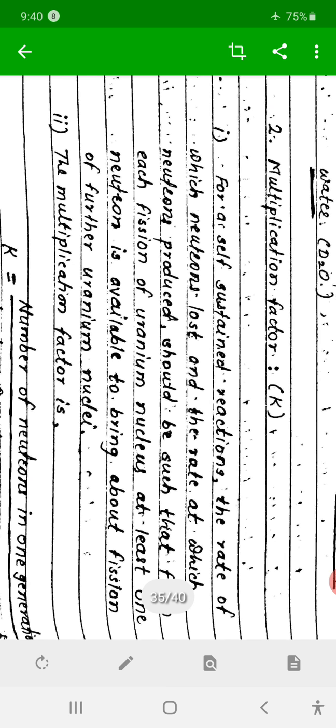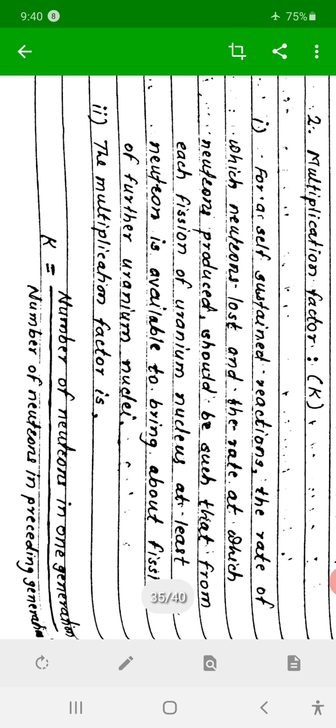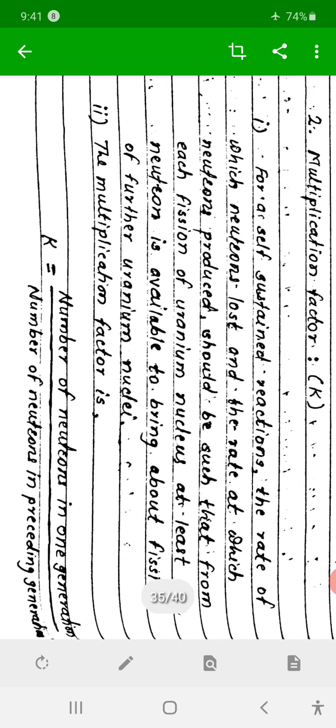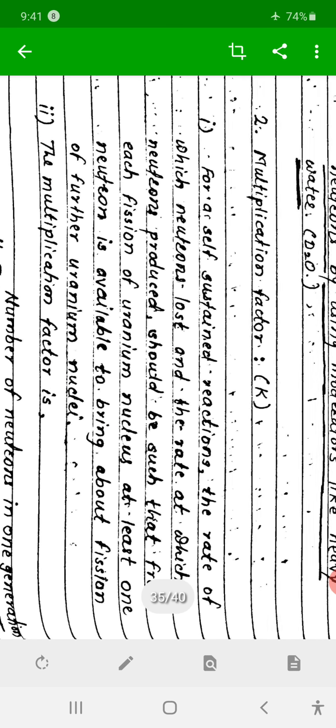The next point is the multiplication factor, shown by letter K. For a self-sustaining nuclear reaction, the rate at which neutrons are lost and the rate at which neutrons are generated should be such that from each fission of a uranium nucleus at least one neutron is available to bring about fission of further uranium nuclei.